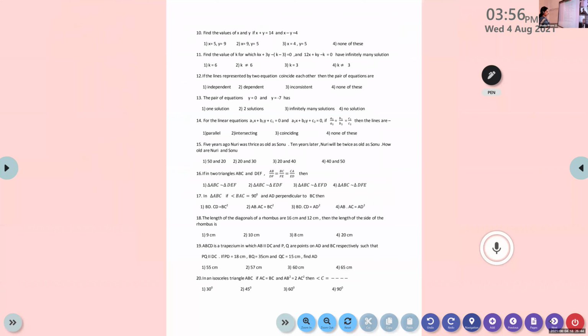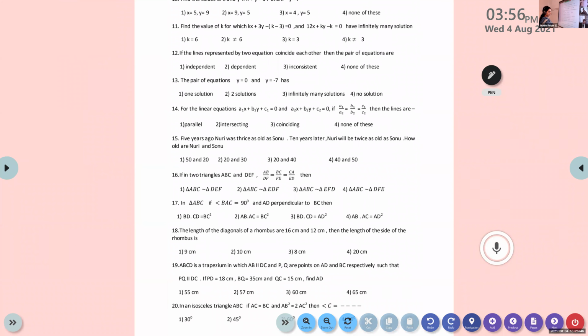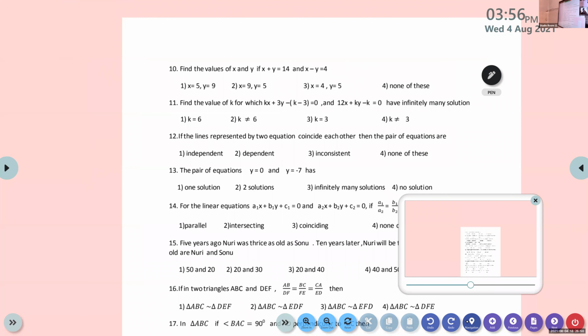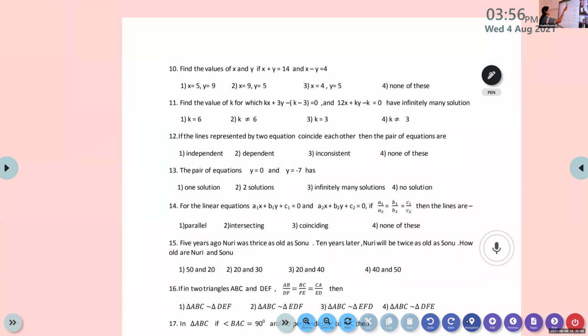Look at the next one. The values of x and y, if x plus y is 14 and x minus y is 4. So when we add, we can solve it easily, isn't it? Or from here you can check. Suppose I take these two values, the sum is 14, but x minus y, we will not get 4. So it is not possible.